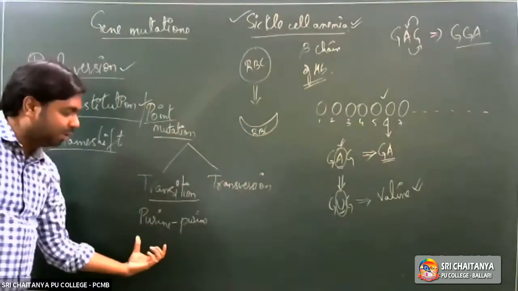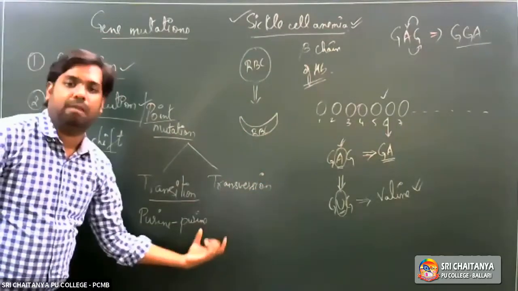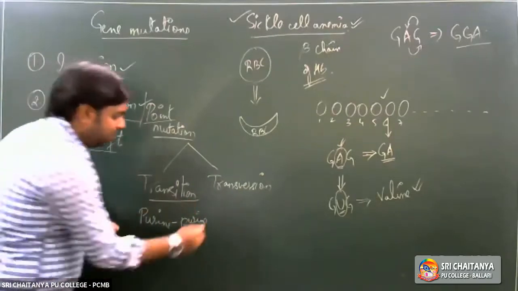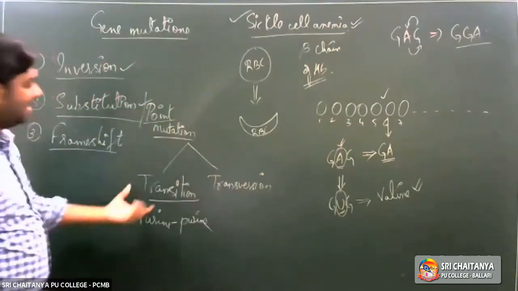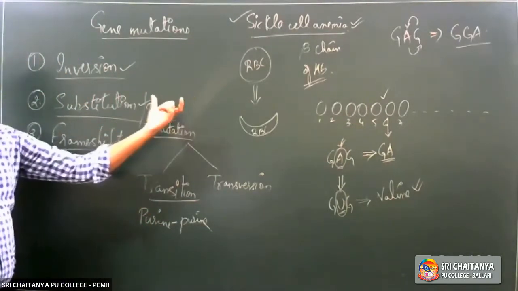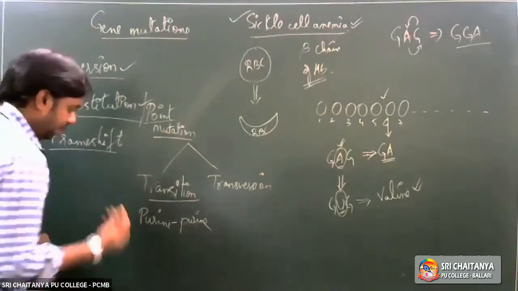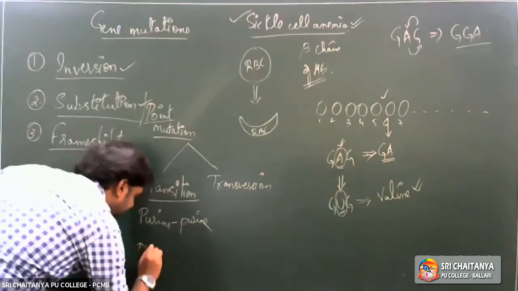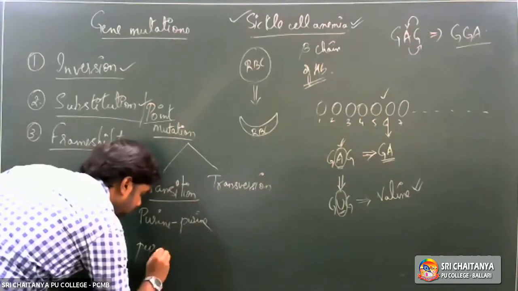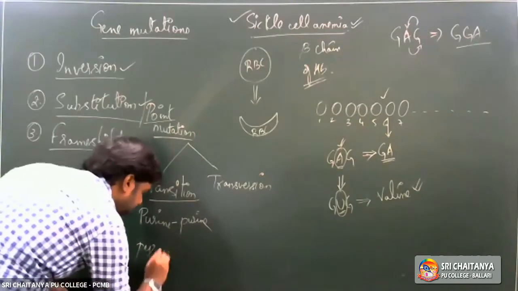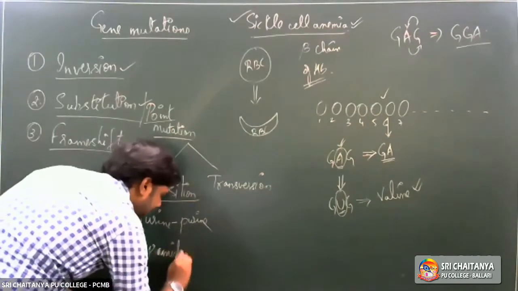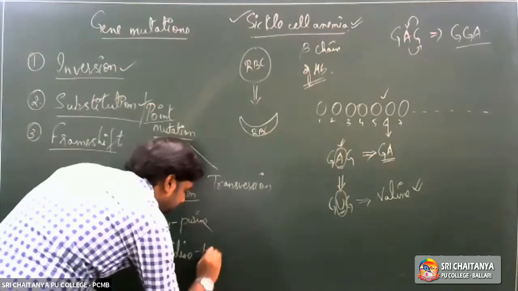So if a purine is replaced by another purine, such a type of point mutation, we call it the transition type of point mutation. There is one more possibility also. If a pyrimidine is replaced by another pyrimidine.